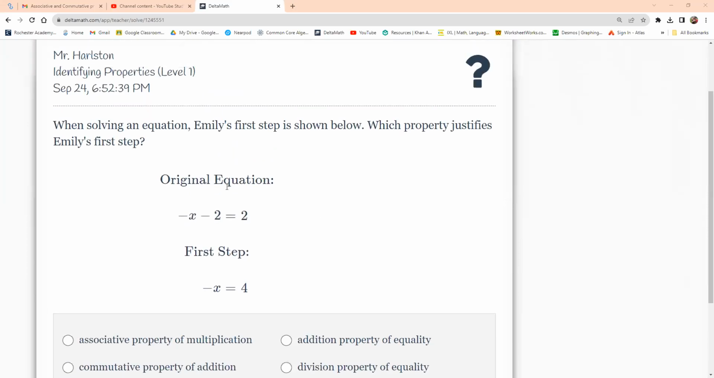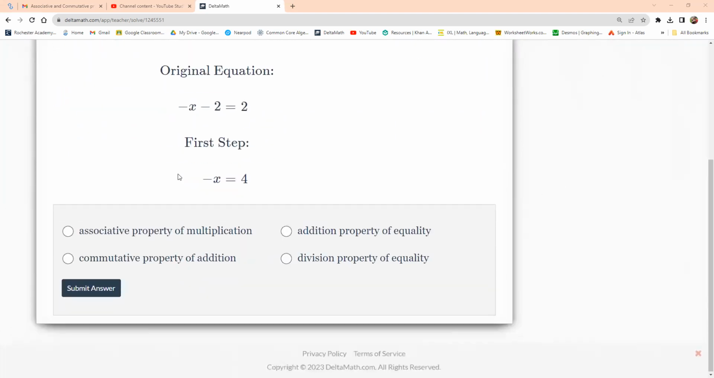All right, guys, I'm going to do a couple examples from the identifying properties level one Delta Math assignment. Now, this one is similar to what we were doing before with the associative and commutative, but this is dealing with solving equations. The other stuff was dealing with expressions. This is dealing with equations. So I'm going to take a picture of this and then I'm going to show you what we're doing.